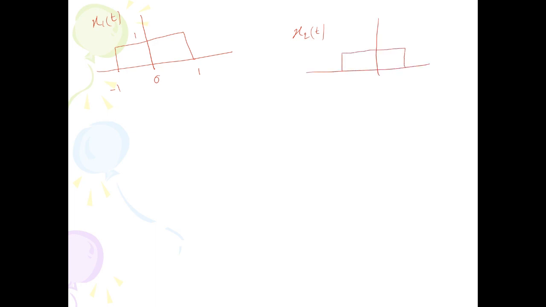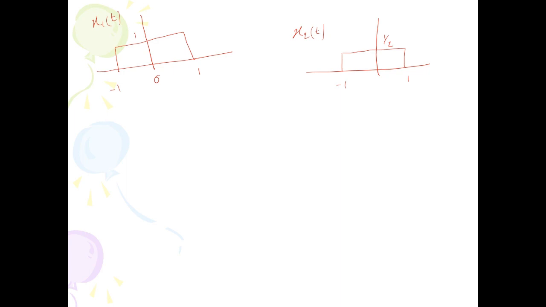Let me take one example for understanding the convolution. It is a rectangular function from minus 1 to 1, with value 1. Treat this as x1 of t. Similarly, x2 of t is another rectangular function. Here it is 1 and here it is minus 1, so the height will be 1 by 2.